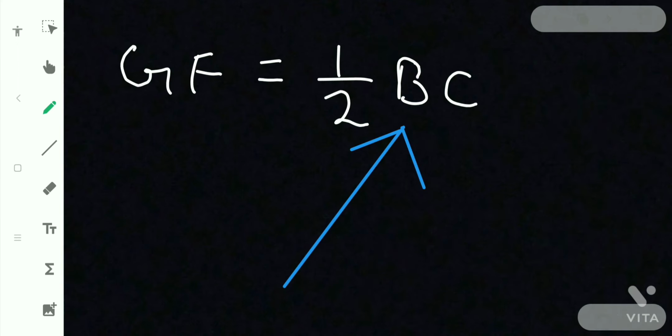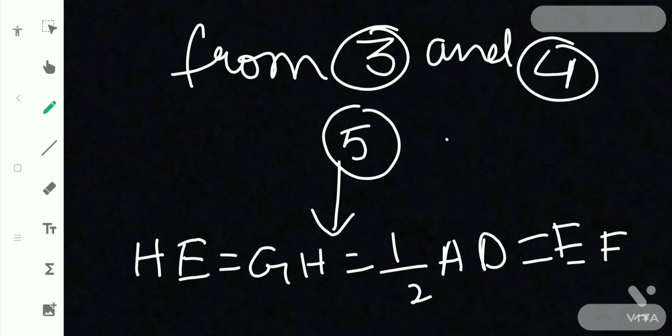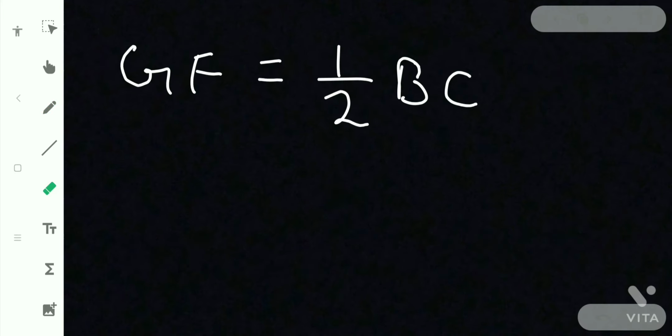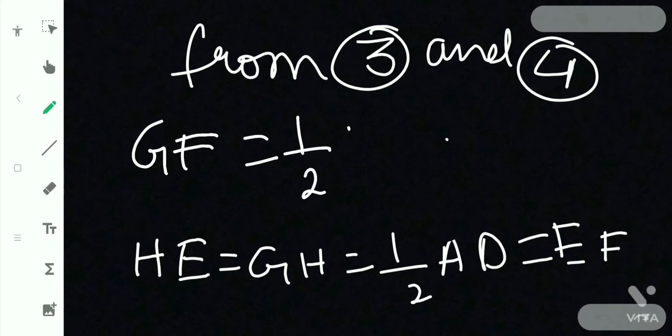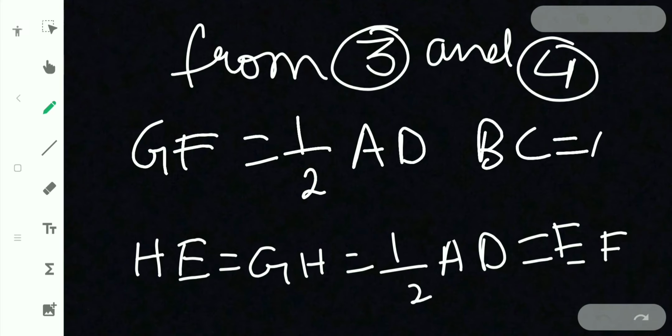BC is equal to AD. So now we are having equation 5 over here. HE is equal to GH. Now I am just rubbing this 5 and writing GF is equal to half of BC. And in place of BC I will be writing AD because BC is equal to AD, so anything will be the same.